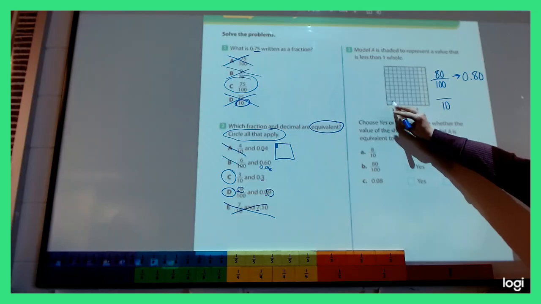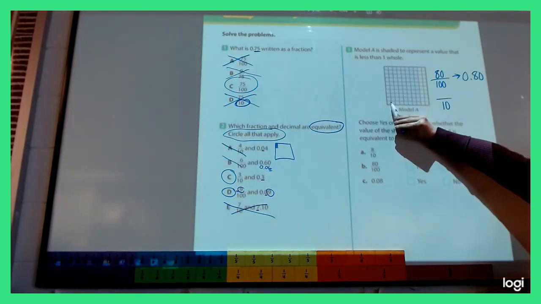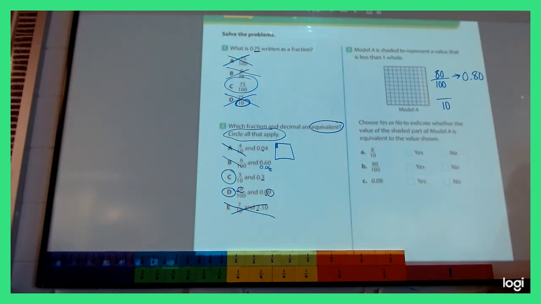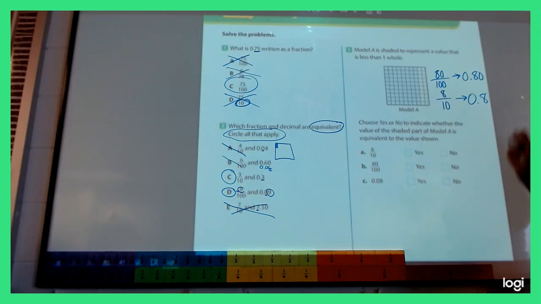How many total tenths do I have if I wanted to write it as tenths? So that's when I'm counting my columns. Madeline, how many columns do we have filled in our model? We're on number 3. So each column goes all the way up that's filled. How many do we have filled? 8. So if I wanted to write it like a fraction with tenths, it would be 8/10, or we can write 8/10 as a decimal.